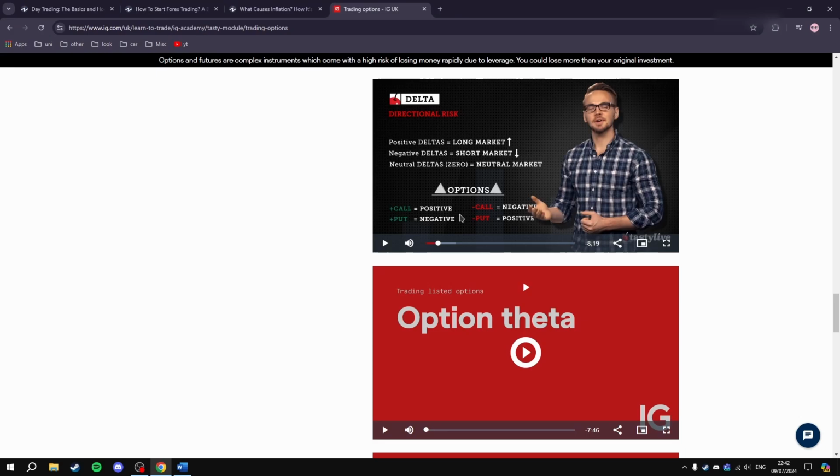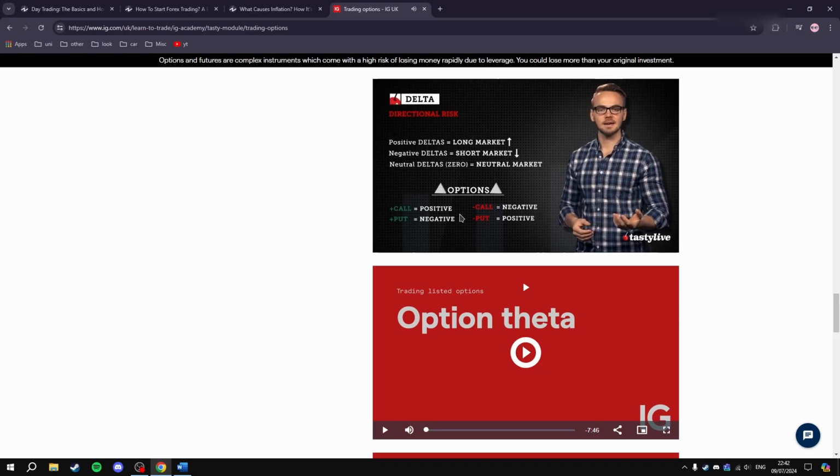Options: a positive call is positive, a negative call is negative, a put is negative, a negative put is positive. Different options have positive or negative deltas because of how they benefit, but more importantly, where their risk lies. If I have a positive delta overall, I benefit if the stock goes up, but that also means I have risk to the downside.